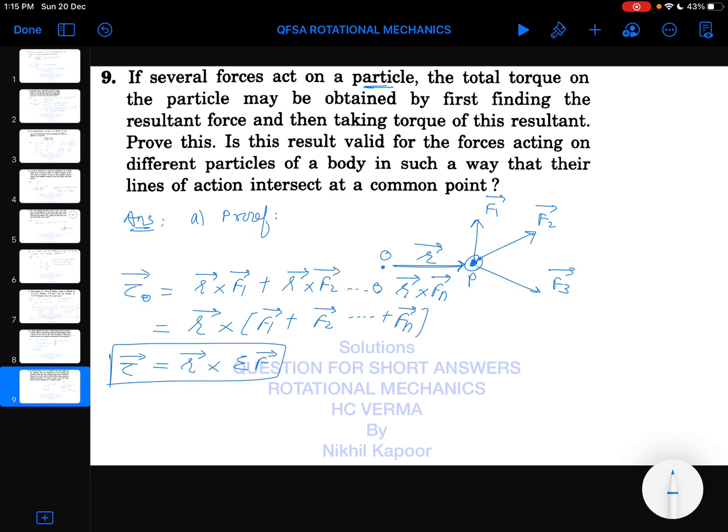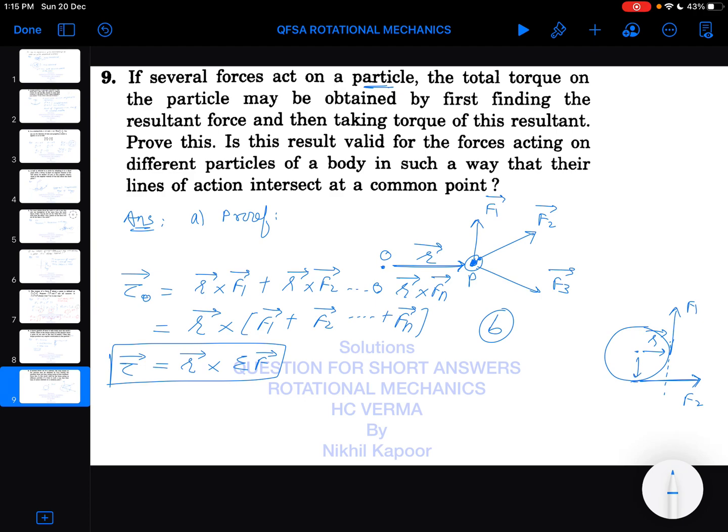Now the second part of the question. What is said here in the second part of this question? Is this result valid for the forces acting on different particles of a body in such a way that their lines of action are intersecting? So let us take a very simple example. Suppose this is force F1 bar and this is force F2 bar, or both are F. So the lines of action are intersecting here. As you can see, the lines of action are intersecting.